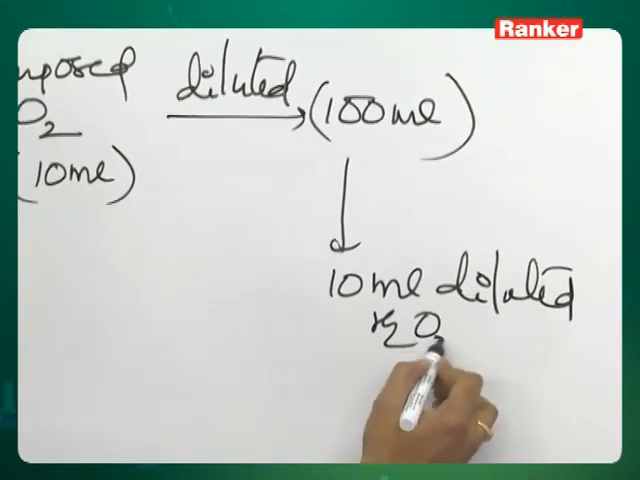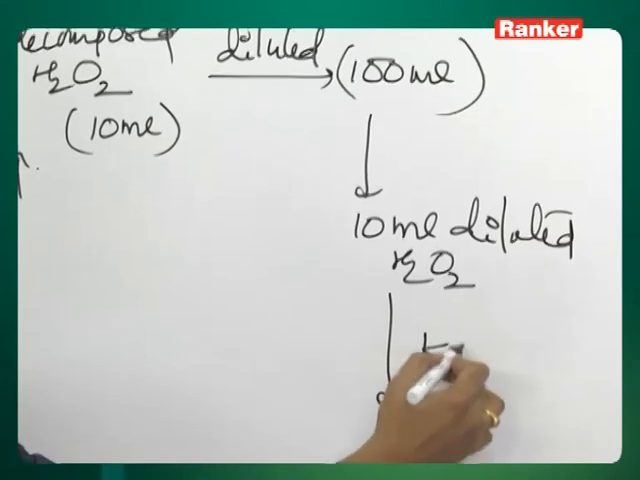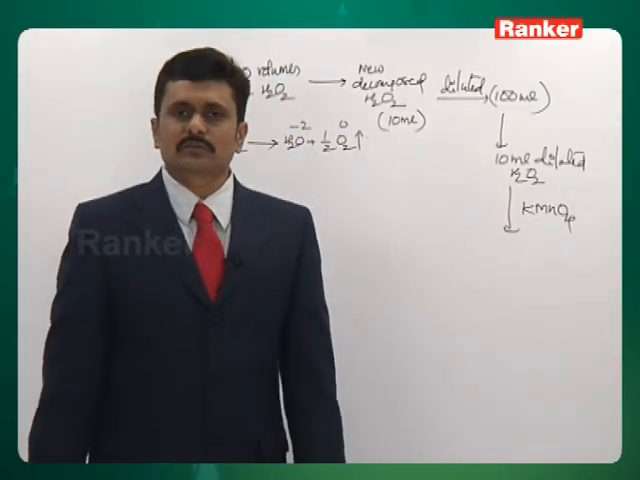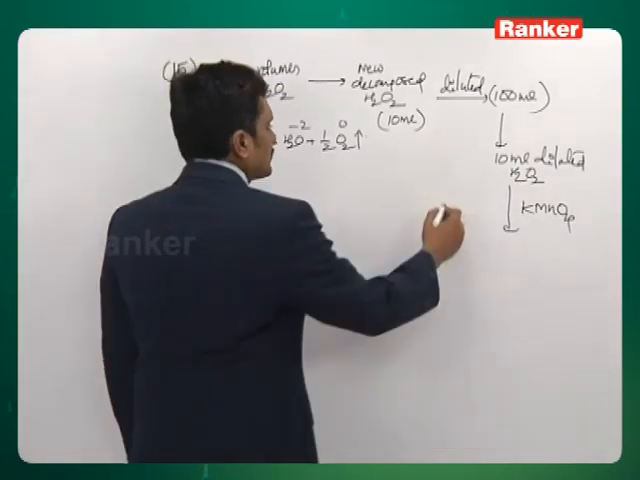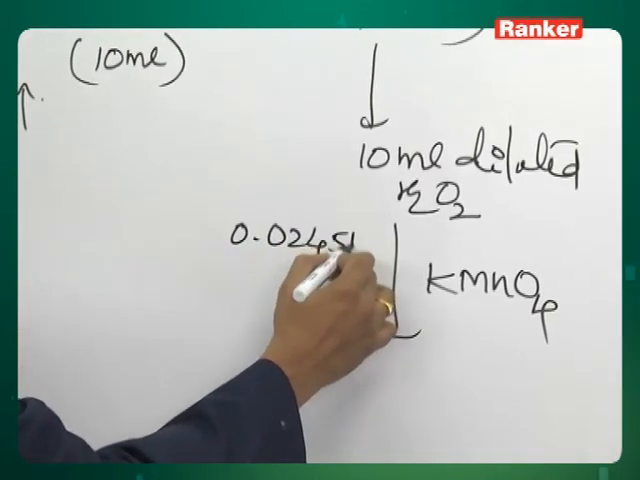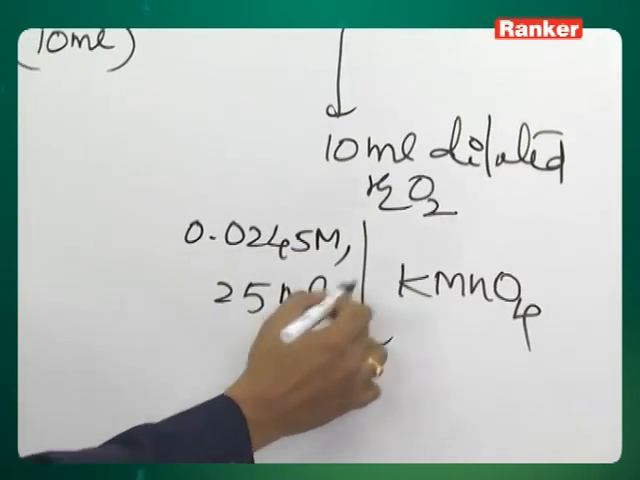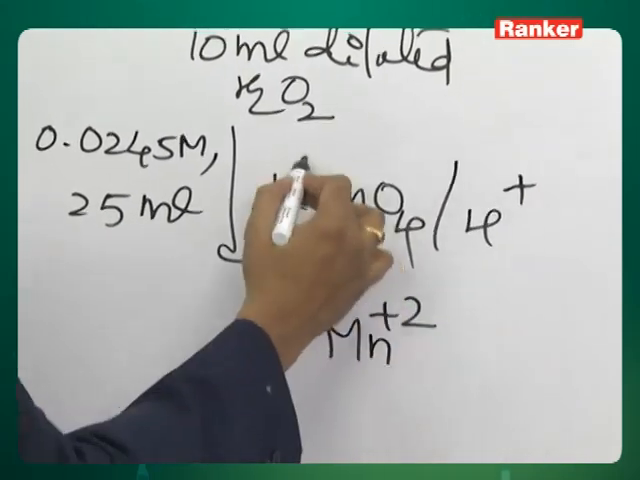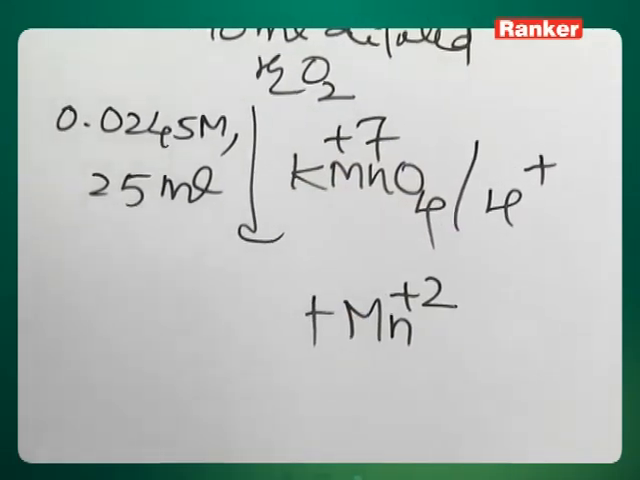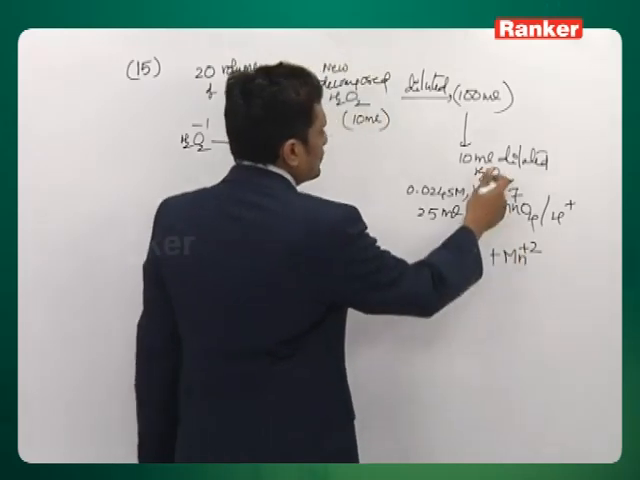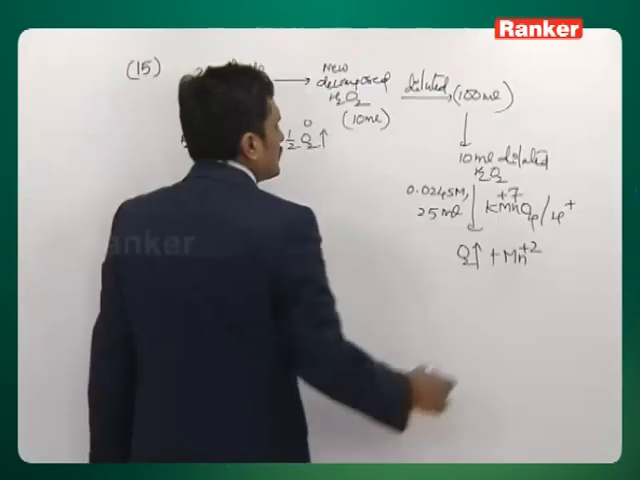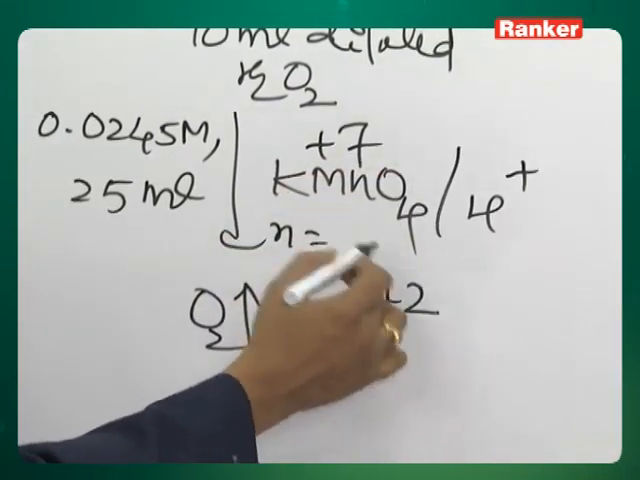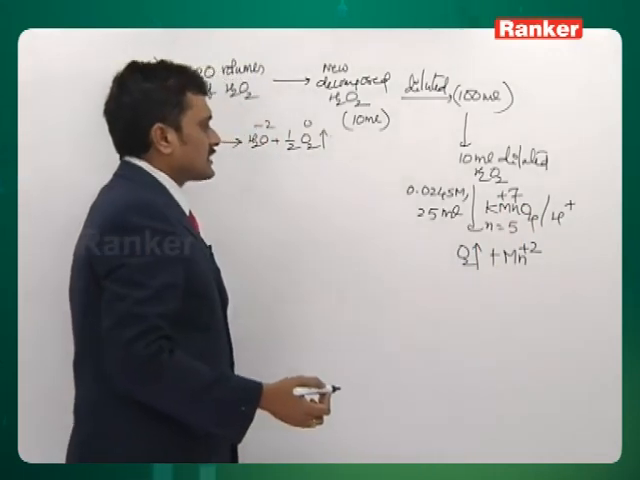This solution, diluted H2O2, was titrated with KMnO4, which is given to us as 0.025 molar, 25 milliliters of it. Now, assuming that this reaction is taking place under acidic medium, the oxidation state changes from +7 to +2, so this is reduced, hence H2O2 will be oxidized. Finding the N factor of this KMnO4, as +7 to +2 is the change, the N factor is 5.